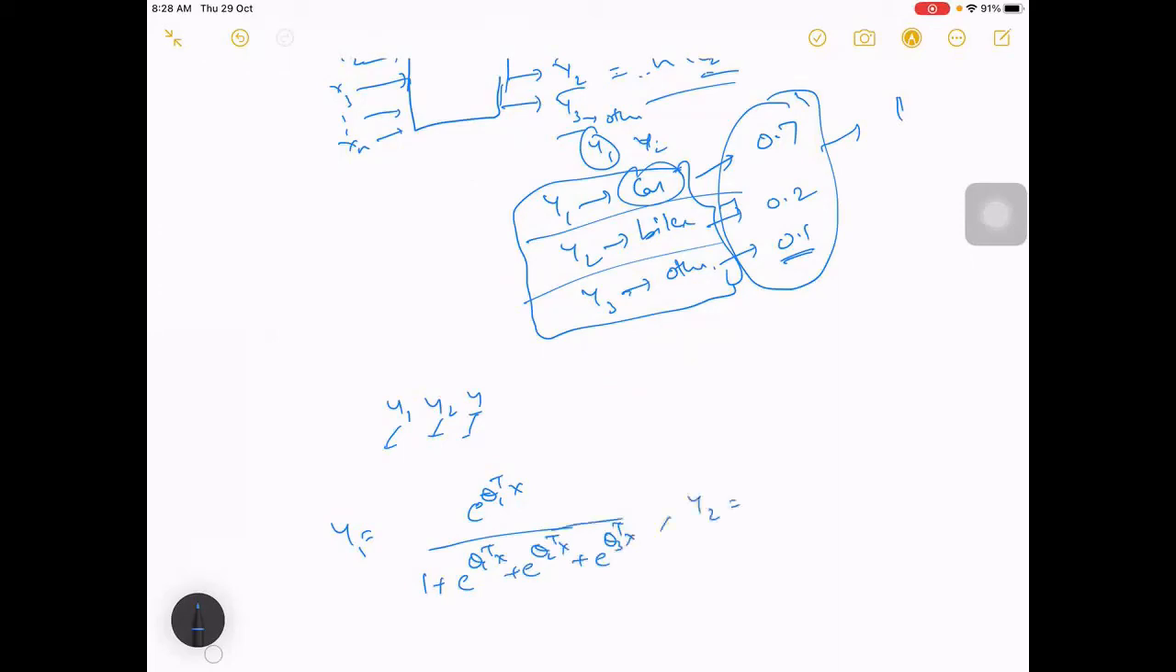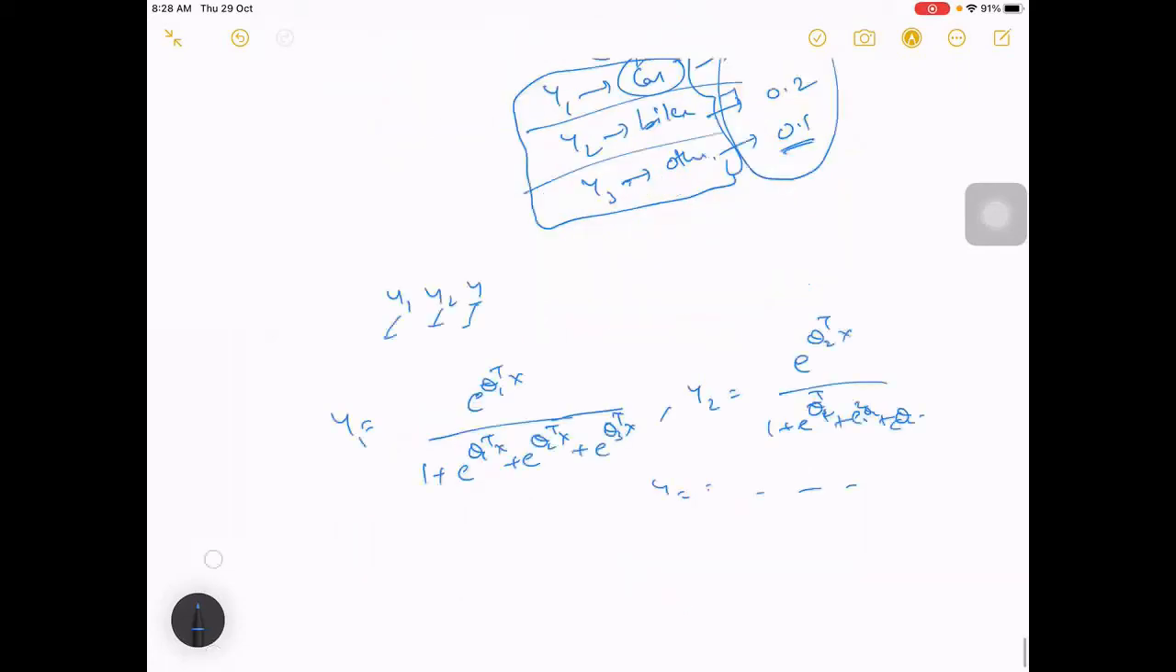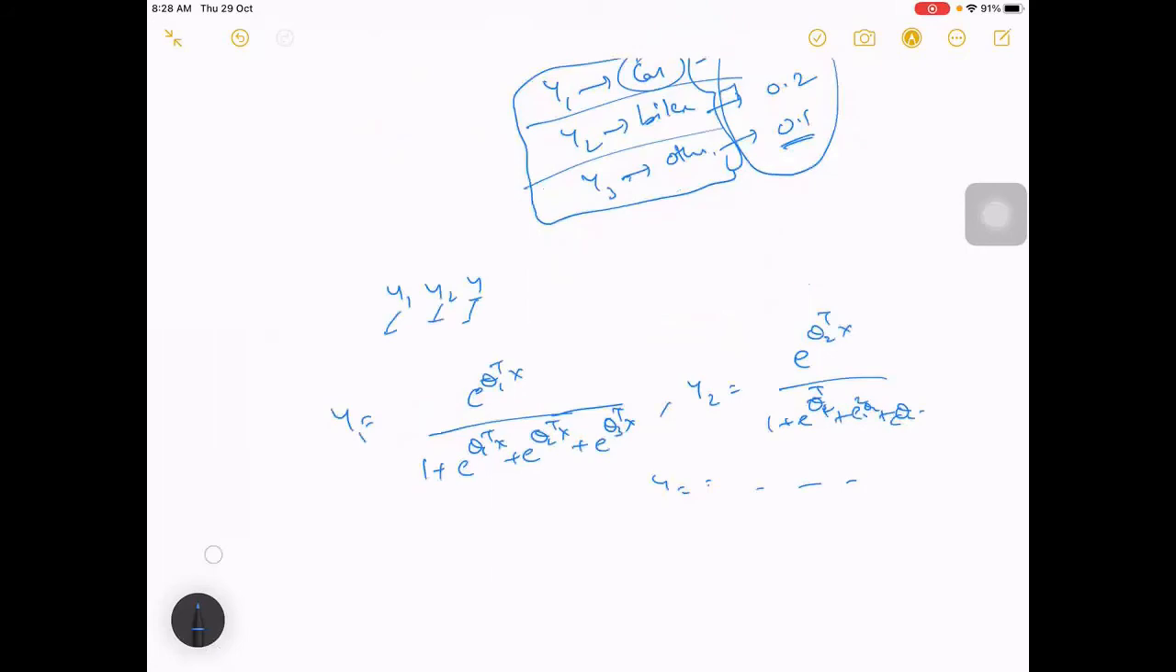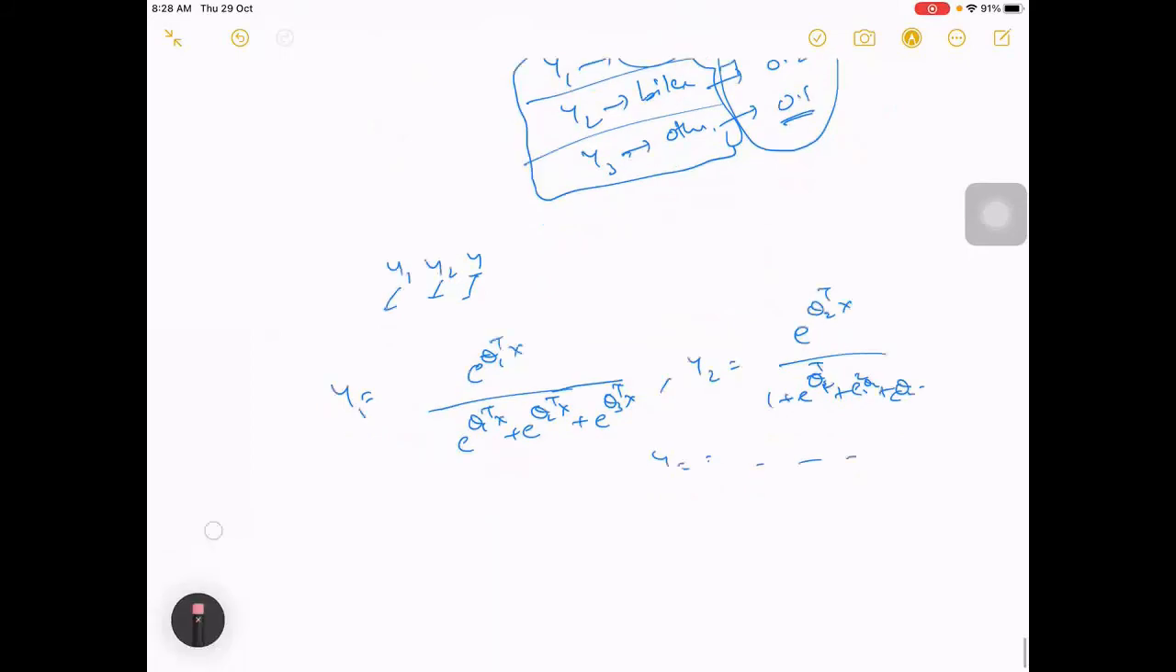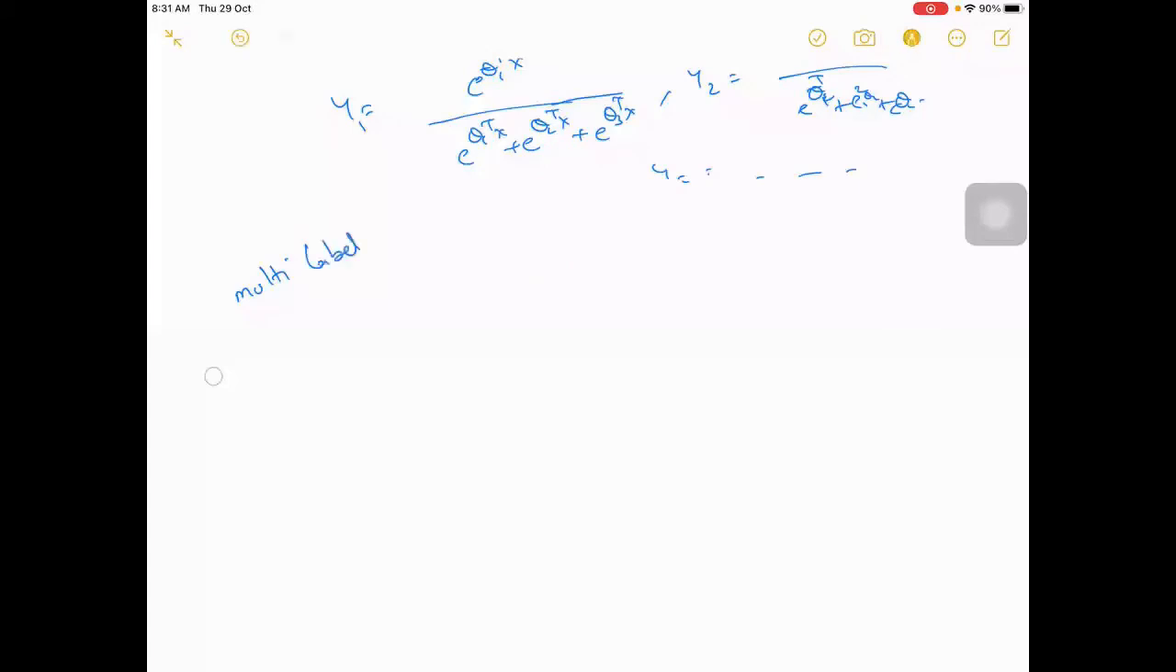Similarly, y2 will be e power theta 2x by 1 plus e power theta 1x plus e power theta 2x plus e power theta 3x. Okay, similarly y3 as well. So this is how it works, and once you add all the probabilities, if it is like this, then you will get one. Okay, something called multi-label classification.